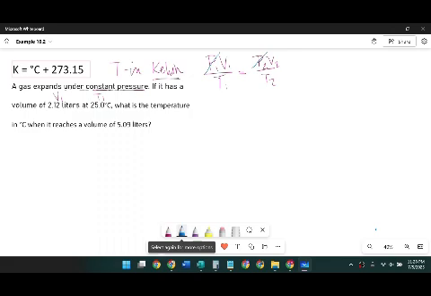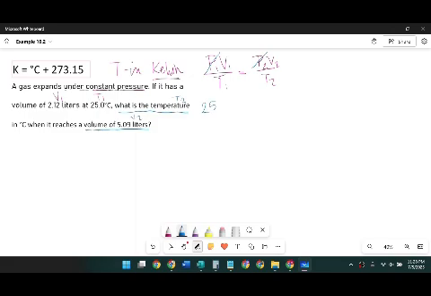And then it asks about the temperature. What it actually wants is the temperature at the end. So the T2 is what we're asking for. And then they give us a volume. So this is the volume in the second situation. So let's go ahead and convert our temperature to Kelvin so that we're ready to work with it.